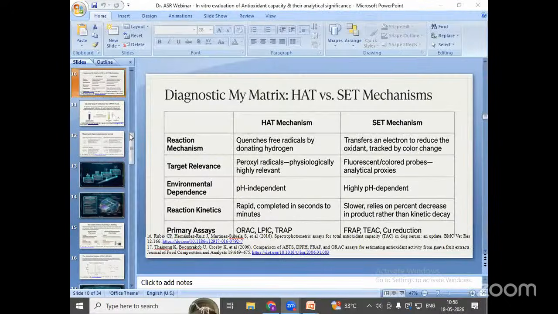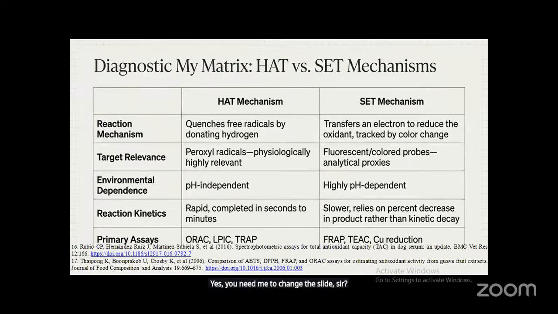Sir, now it is okay, sir. Okay, sir. Yes, sir. You need me to change this slide, sir? Next slide, please. Yes.